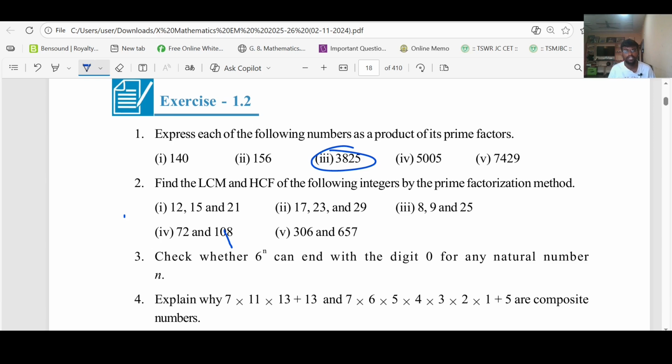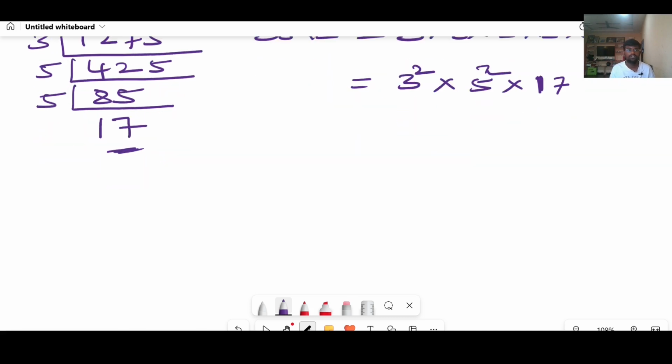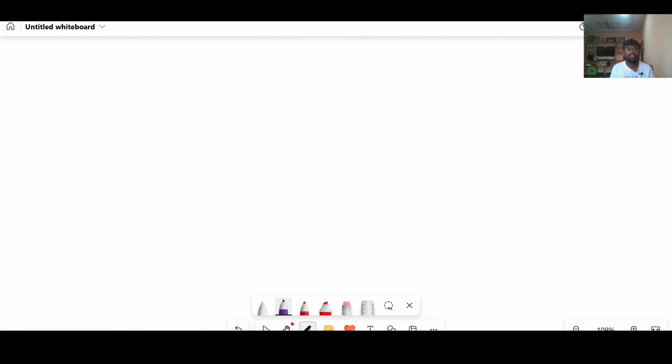And the next one. Find the LCM and HCF of the following by using the prime factorization method. I will explain the first question, and you can do the rest of the questions. Here three numbers are there, 12, 15 and 21, right?